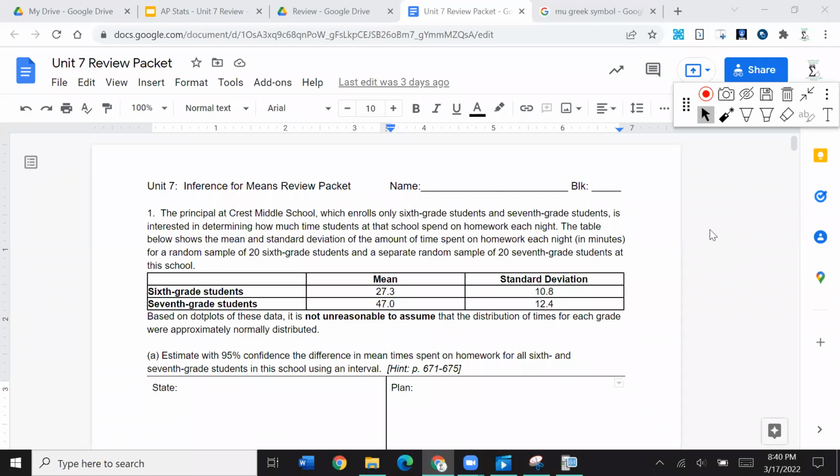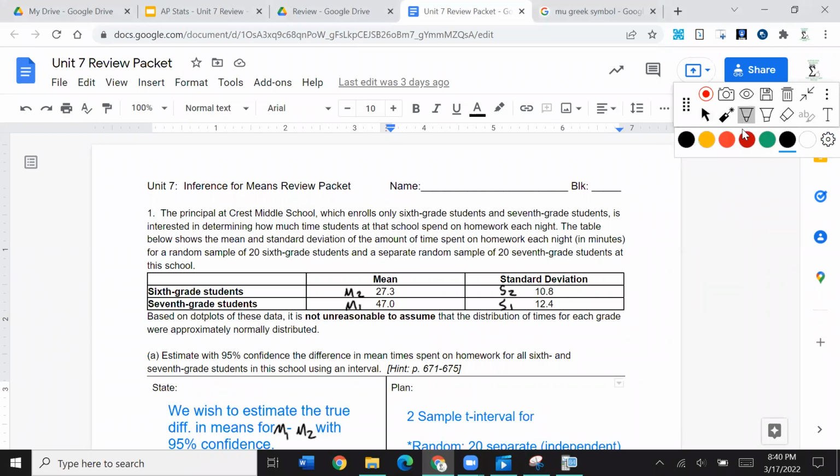This is going to be the first video on here talking about a free response question, and it's dealing with what looks to be two sample means. So let's get started. From the looks of it, we're going to be comparing 7th grade student homework times and 6th grade student homework times if you read the problem.